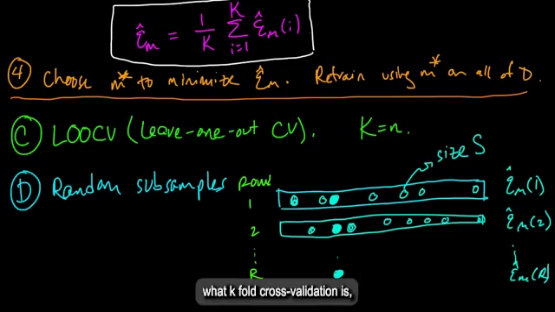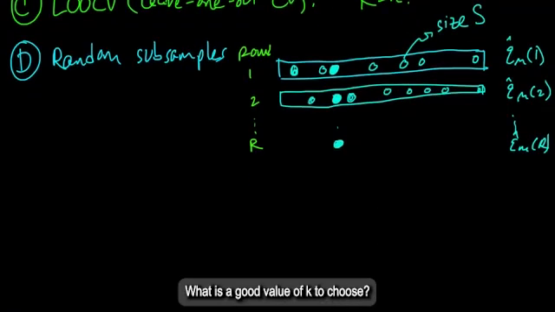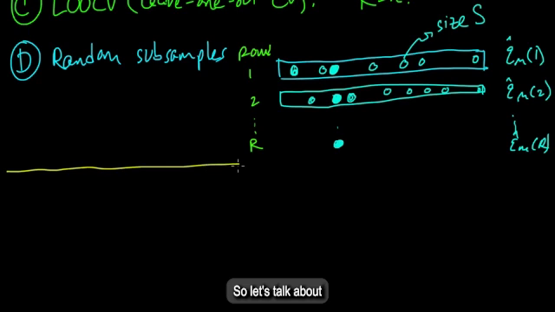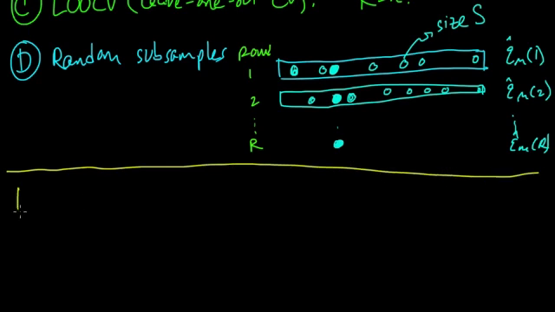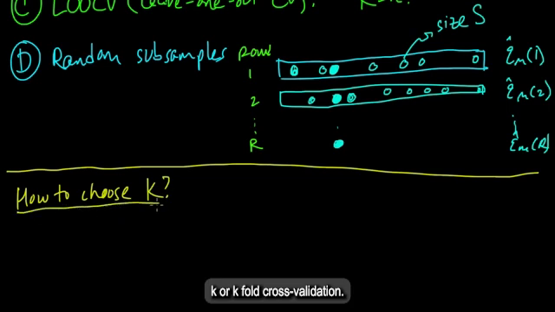We've talked about what k-fold cross-validation is, but we haven't really talked about how to choose k. What is a good value of k to choose? So let's talk about how to choose k for k-fold cross-validation.